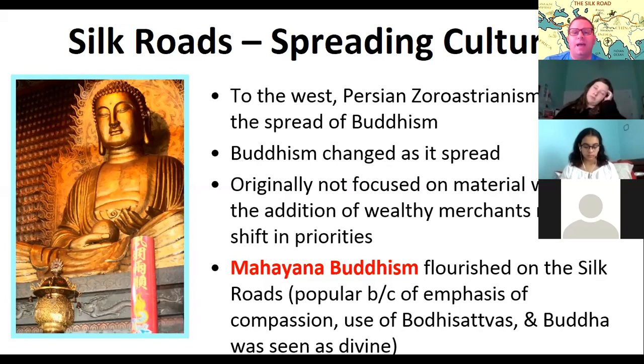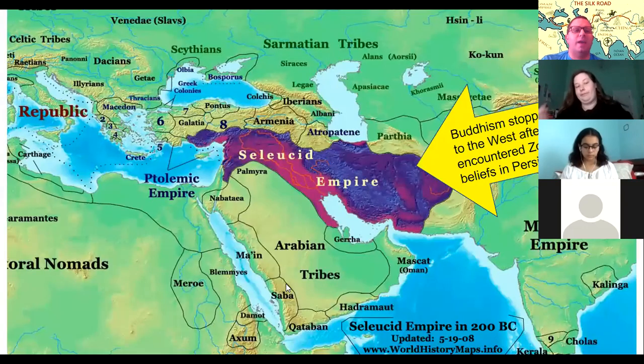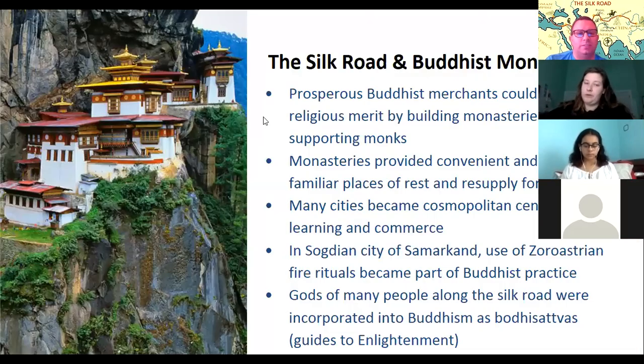And the reason Mahayana Buddhism becomes very popular is because it doesn't focus on wealth. It doesn't really say anything about wealth being bad. And so these merchants and traders are like, that's the one that we want, the one where it's okay to be rich. Because Mahayana Buddhism focuses much more on compassion and on being nice to your neighbors. If you take a look at this map, you can see that there is almost a line here where Buddhism doesn't make it any further. And again, that is because that's where it runs into Zoroastrianism.